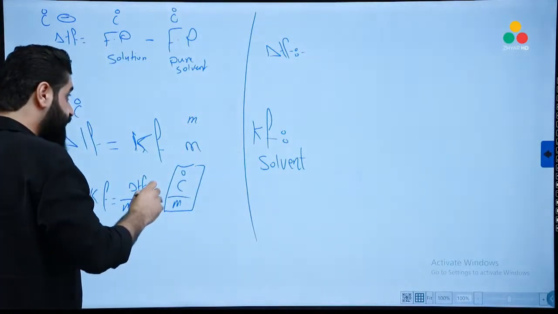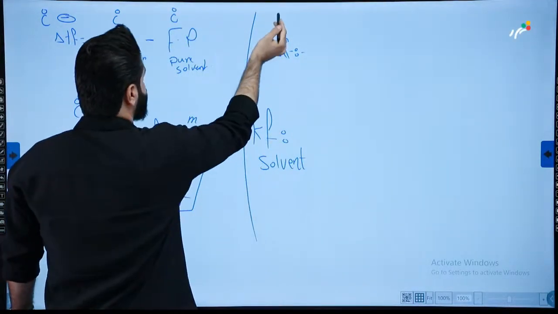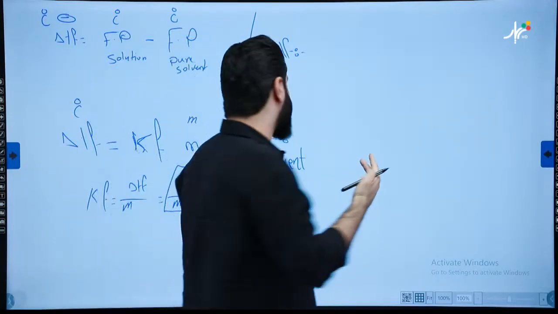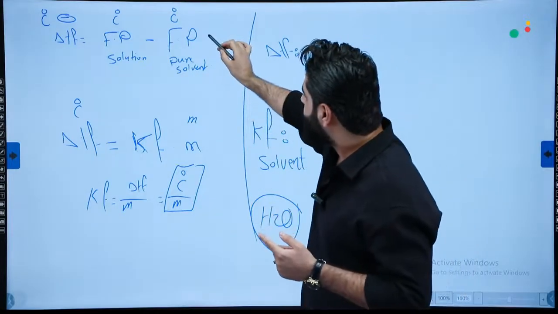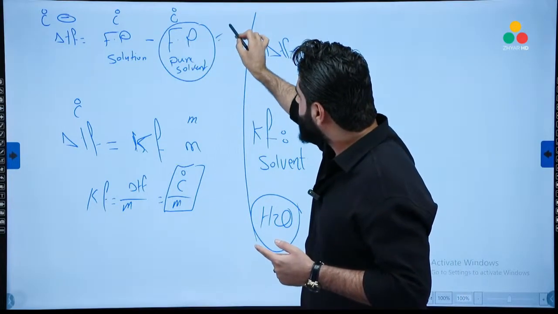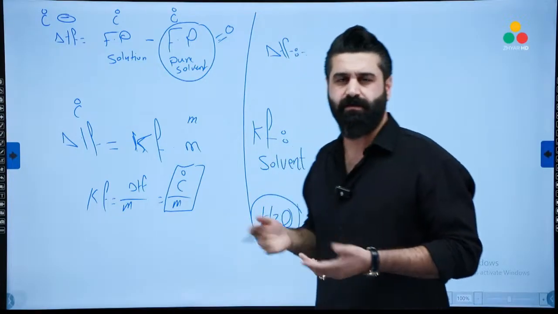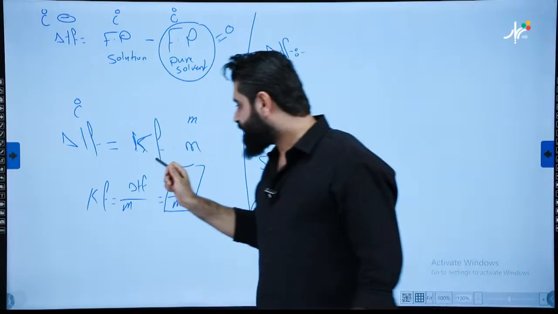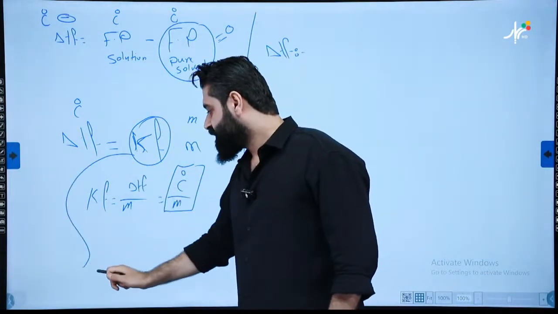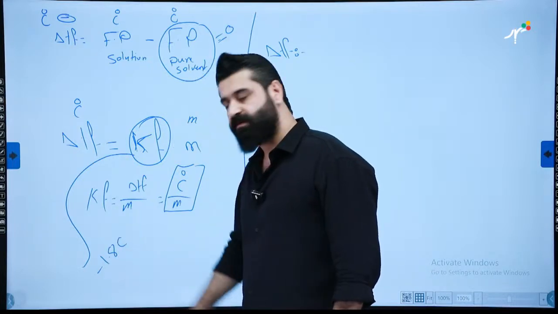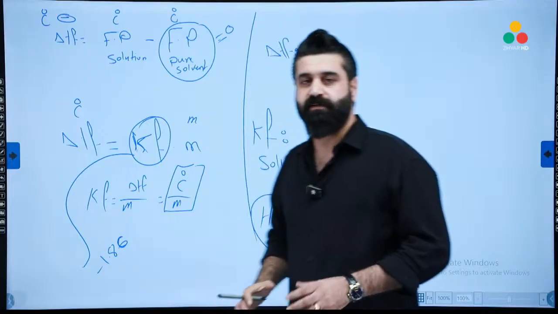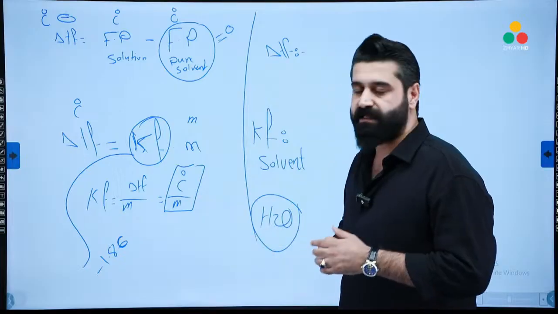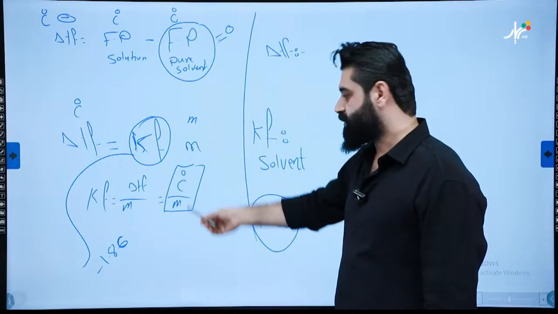Well, assume that the solvent is H2O. If we use H2O as a solvent, two things must be memorized. The first one, freezing point of pure solvent is 0, because you know water freezes at 0 Celsius degree. This is very classic information. Good. And KF of water is negative 1.86. So if the solvent is water, freezing point of solvent is 0 Celsius, and KF is negative 1.86 Celsius over molality.